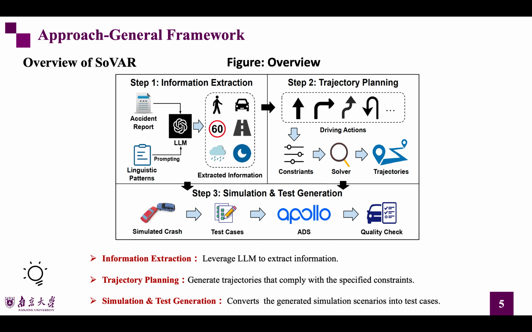Subsequently, the generated trajectories along with the extracted environment and road information are inputted into the driving simulator to reconstruct the car accident scenario. Finally, in the evaluation phase, SoVAR converts the generated simulation scenarios into test cases that include test oracles. These test cases are then inputted into the ADS. SoVAR checks whether the ADS under test successfully reaches its final expected position without encountering any crashes.